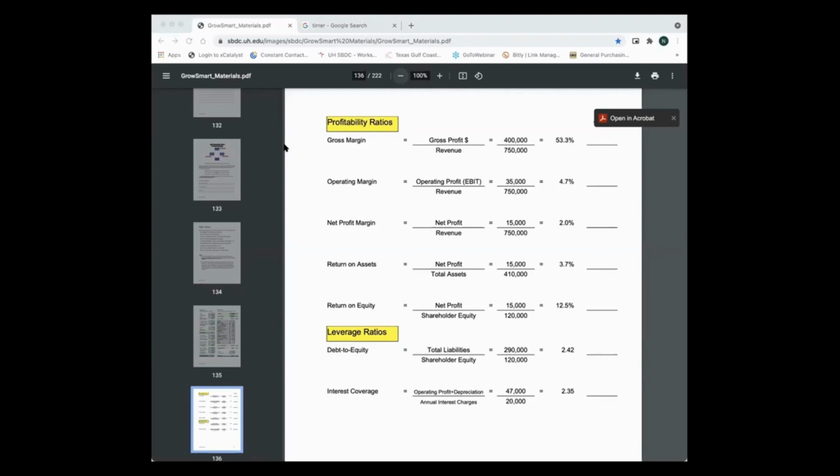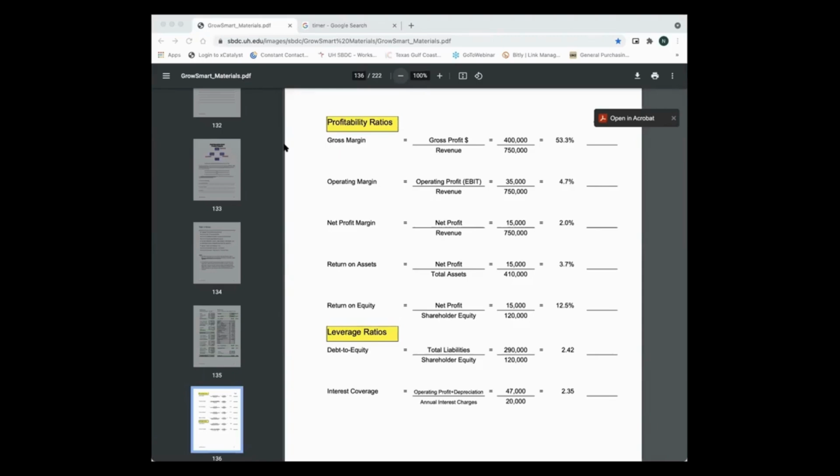The next leverage ratio is called interest coverage. Interest coverage looks at to what degree we are able to make our interest payments. We calculate interest coverage by taking our operating profit, adding back our depreciation expense, and dividing it by our annual interest charges. Both these numbers come from the income statement. 47,000 divided by 20,000, we get interest coverage of 2.35.